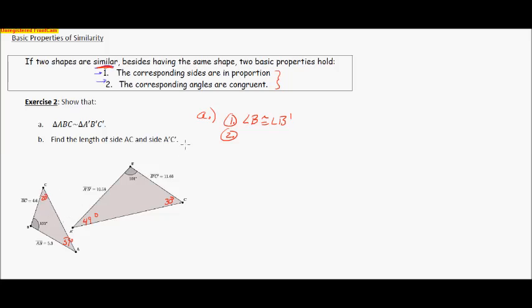So this is why it's part A and part B. It's very important to make sure you can prove this before you try to do this. Because if you try to do part B in this problem before you do part A, you're not going to be able to do it. You don't know AC or A prime C prime, so you can't set up the proportions. So right away, this exercise turns into a very short one, because we cannot prove another set of angles congruent.